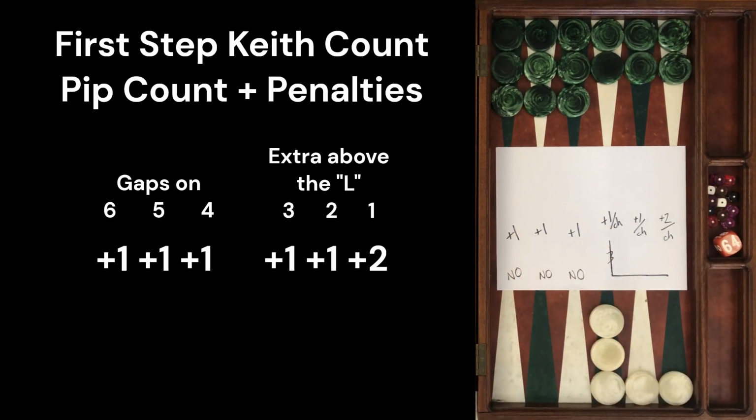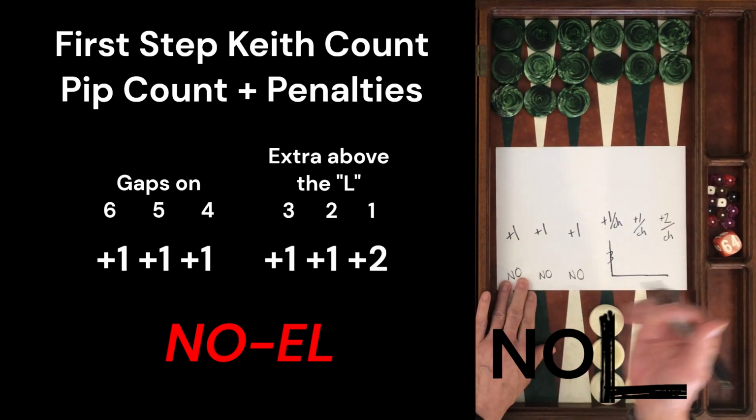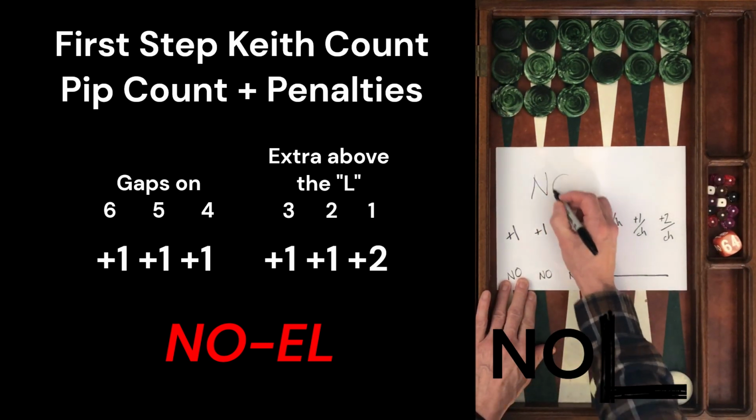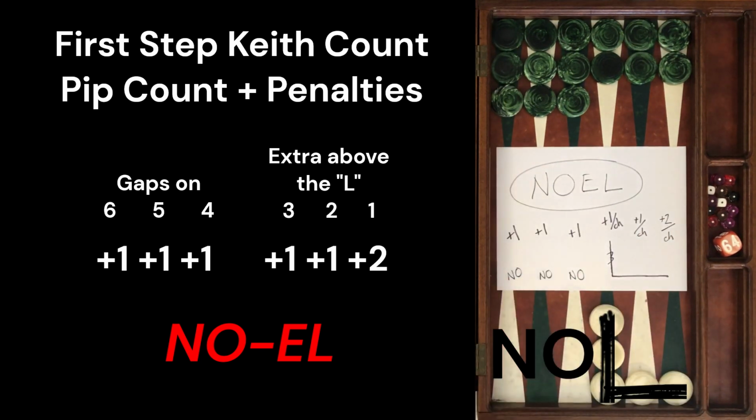That leaves us with this formation. If you can remember this formation, then it's easy. No checkers, no checkers, no checkers are penalties. And then anything over this formation is a penalty. No, no, no, L. So if you can remember, use a holiday, use the name. Nice little memory trick to help remember this pattern. And these are our numbers that we're going to use to do our first adjustment for the Keith count.